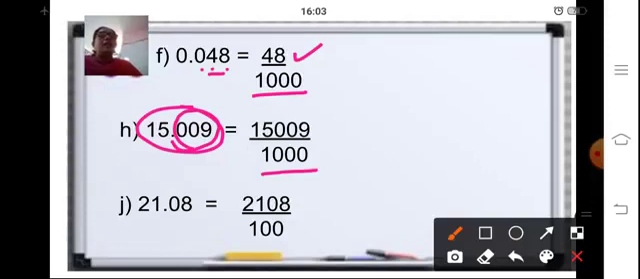Okay. Same with the last sum, 21.08. So write the number as it is. After the decimal point, there are two places, that is 0 and 8. That means 1 followed by 2 zeros in the denominator. So your number will be 100. So 2108 upon 100.